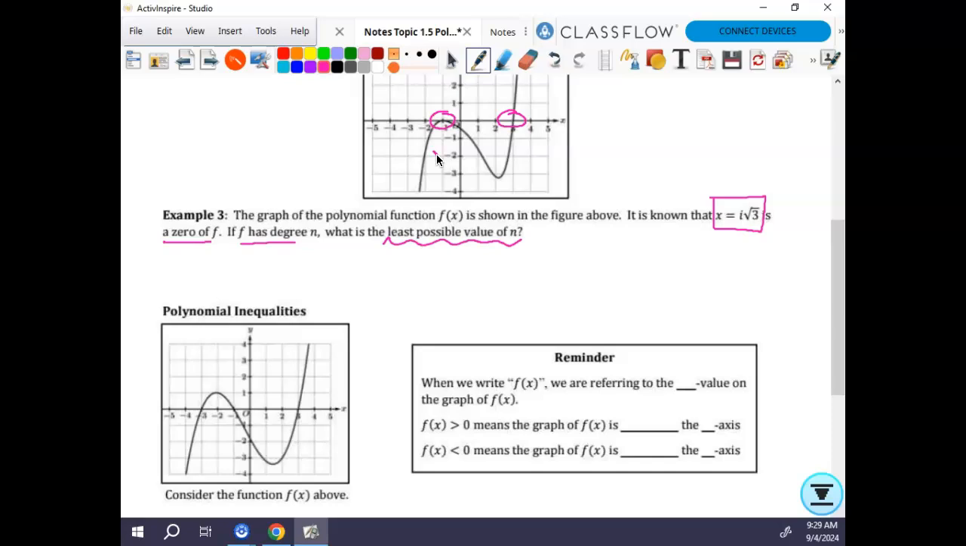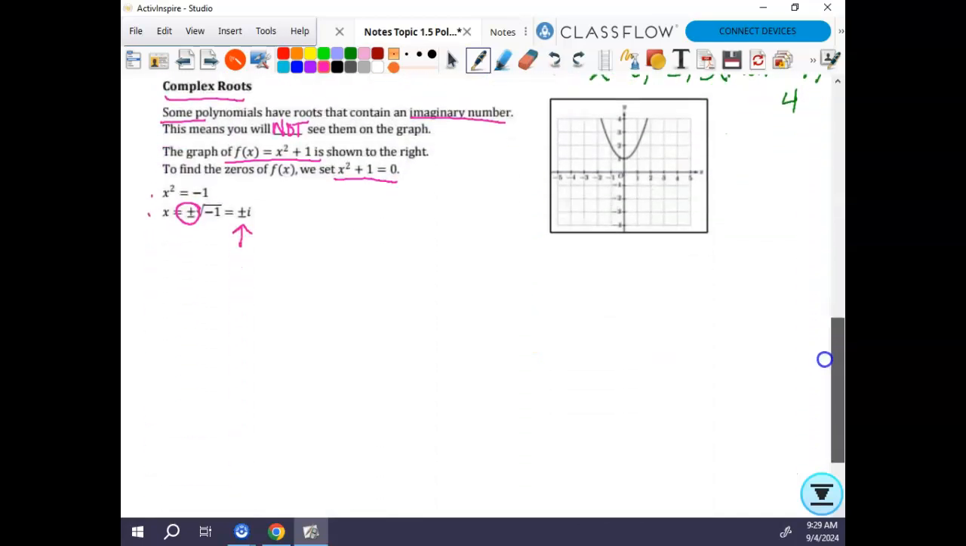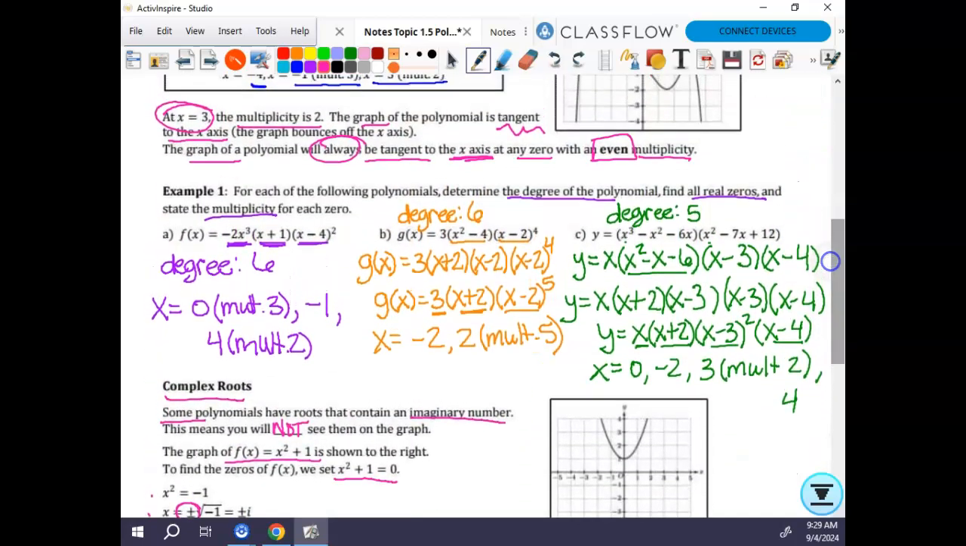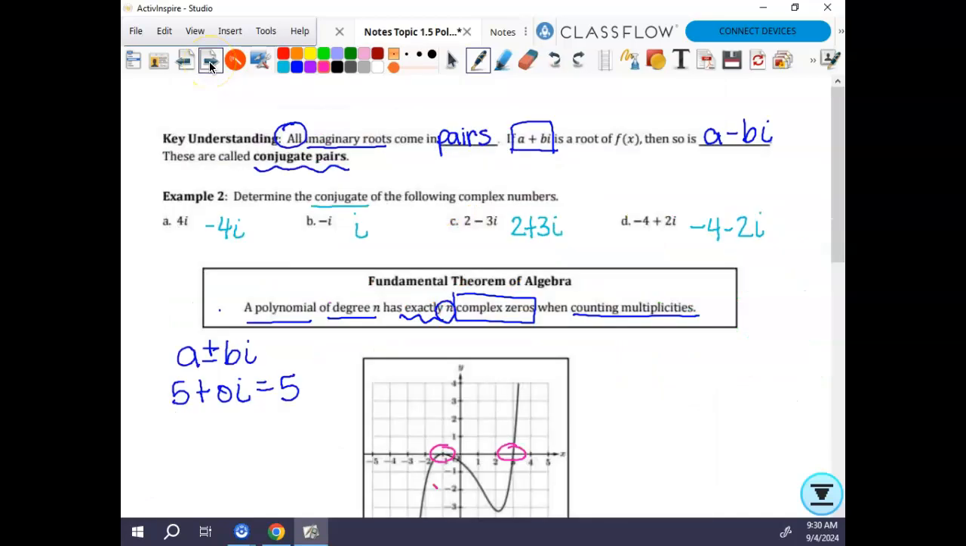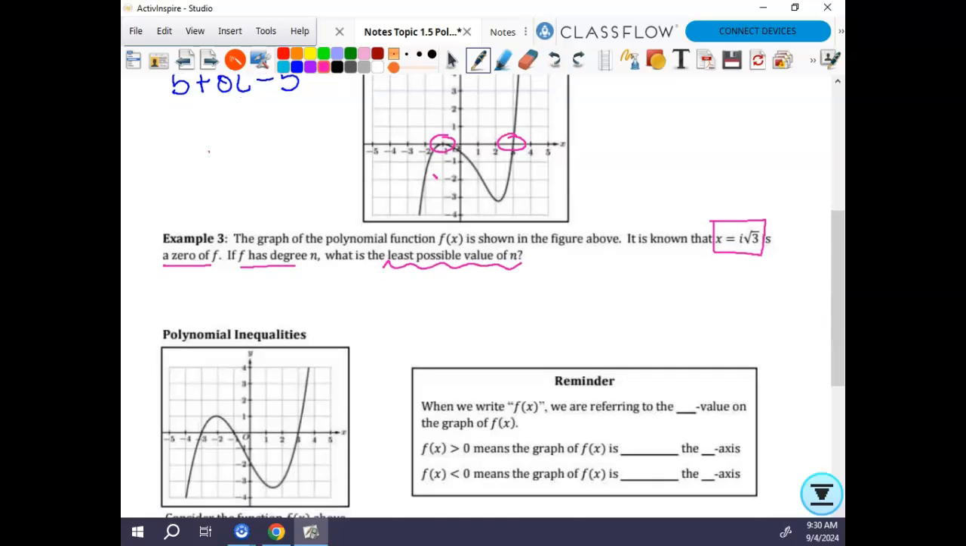It has to be even, right? Right here. Ooh, where'd it go? Here we go. The graph of a polynomial will always be tangent to the x-axis at any 0 with an even multiplicity. So I don't know what the multiplicity is here at -1, but I know it has to be even. So it can't be 1, can't be 3, it's got to be 2, 4, 6, 8, something like that. So I have an even multiplicity here, and that's just a plain old pass-through, so that's just 1, right?